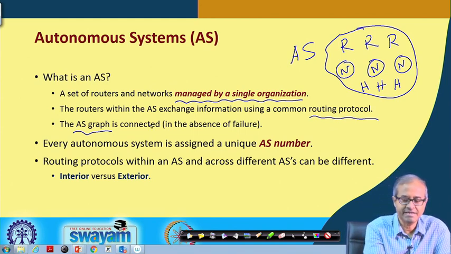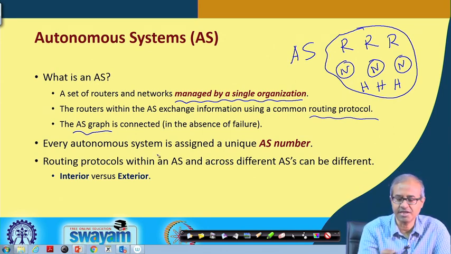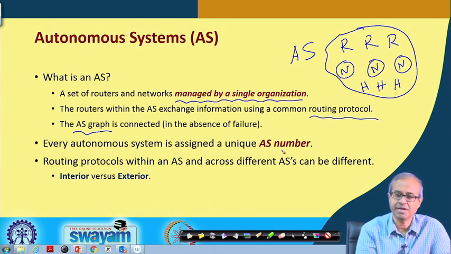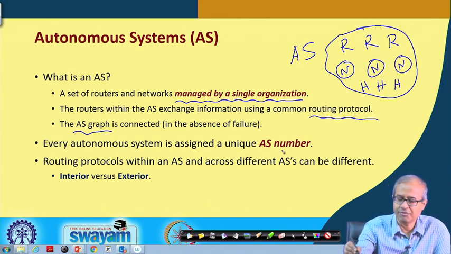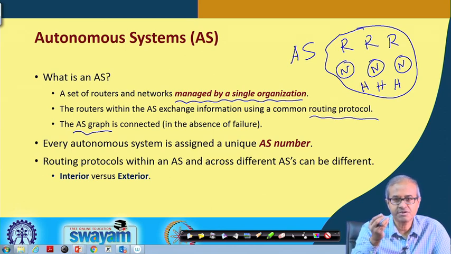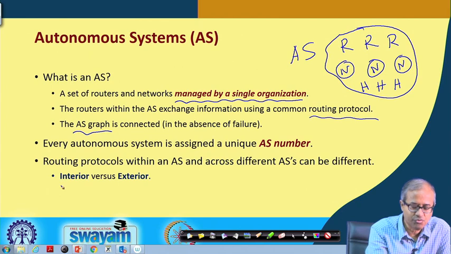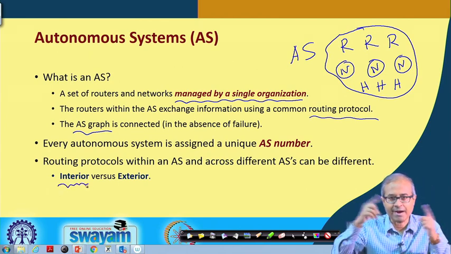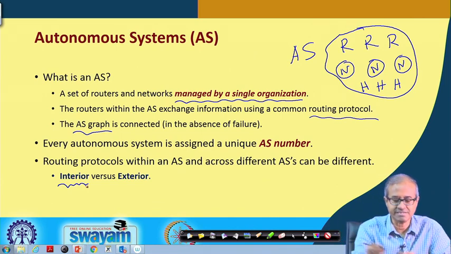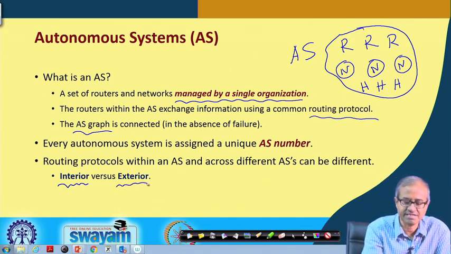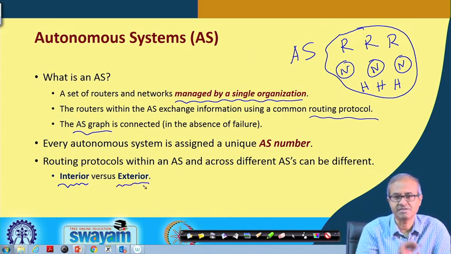And as I said, every autonomous system, if you register with a central authority, will be assigned a unique AS number. And routing protocols between routers belonging to the same AS will be following interior routing protocols, and across different ASs they will be following exterior routing protocols. This is the difference.